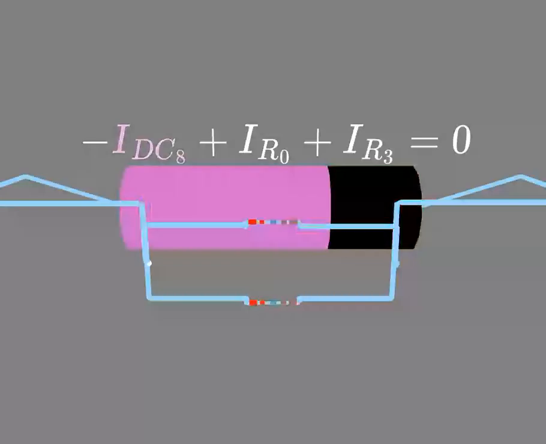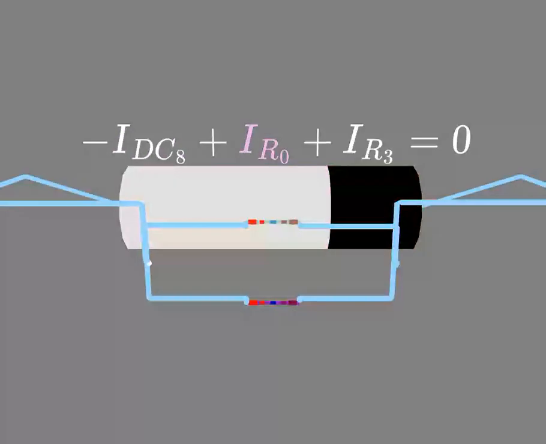The highlighted variable comes from this battery, with identity number 8. This resistor, with identity number 0, produces this highlighted variable. This resistor, with identity number 3, produces this highlighted variable.